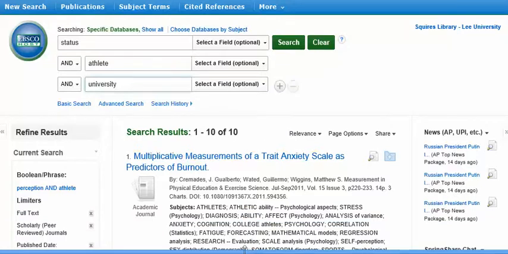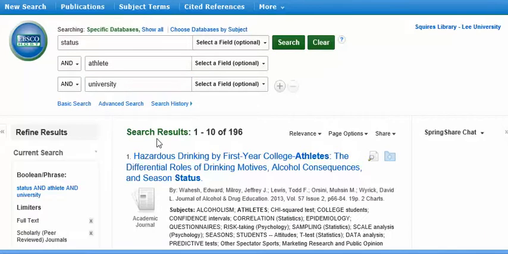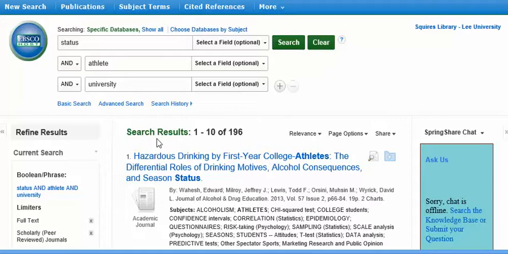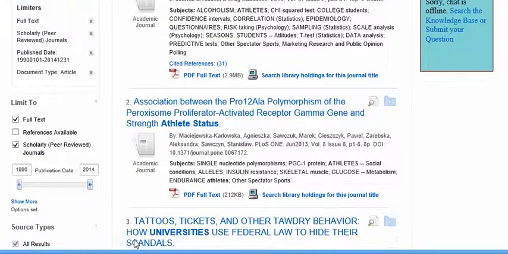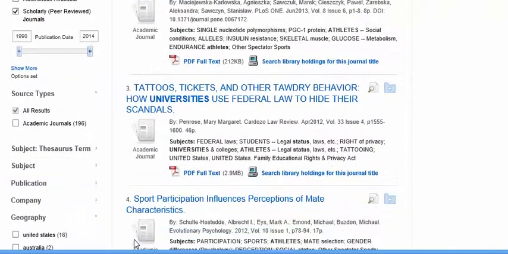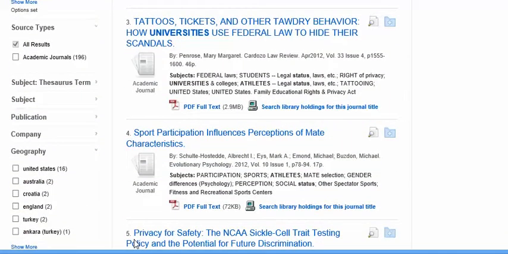So I go to the library database and I start with words that I think are going to work. I come up with status, athlete, university. Now, I think these should all be great words to use, but when I hit them in, okay, I have 196 sources. But as I'm looking through this, they're just not all that terribly helpful. I'm getting a bunch of medical stuff here, and I don't know, tattoos and universities. I don't know.